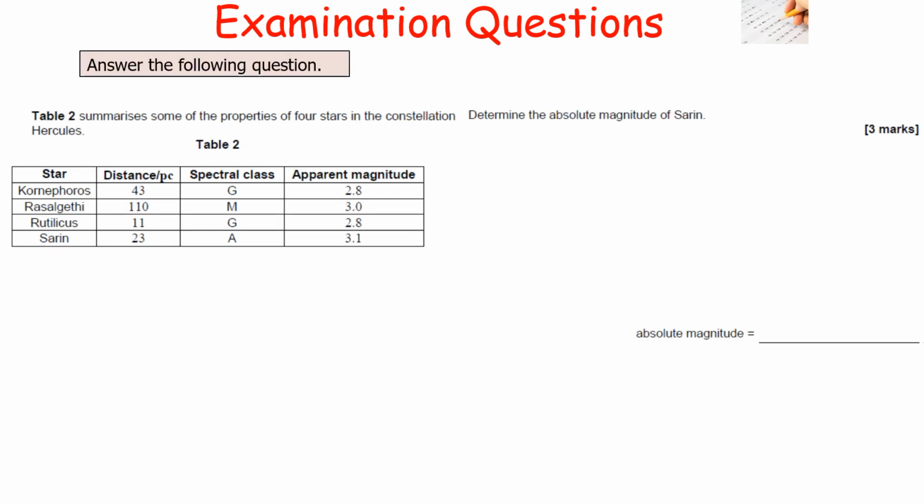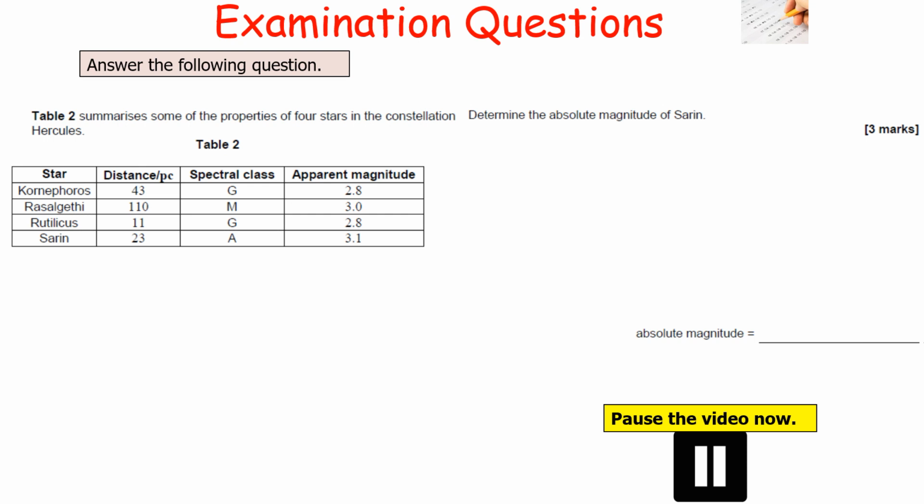The next question says, Table 2 summarises some of the properties of 4 stars in the constellation. Determine the absolute magnitude of Sarin. So pause the video now, then unpause the video when you want to go through your answer.